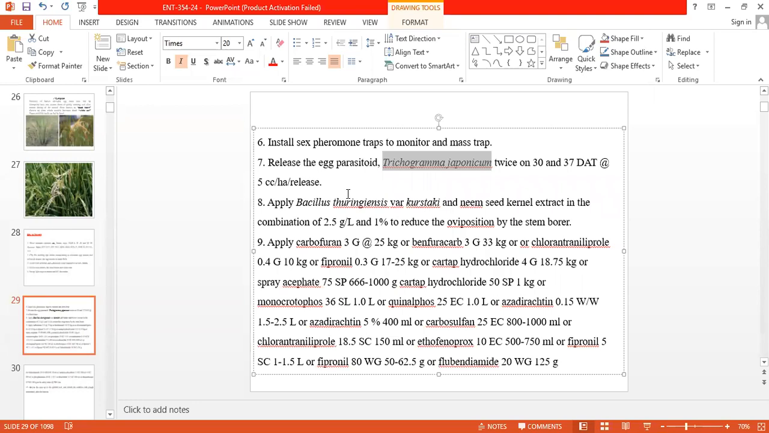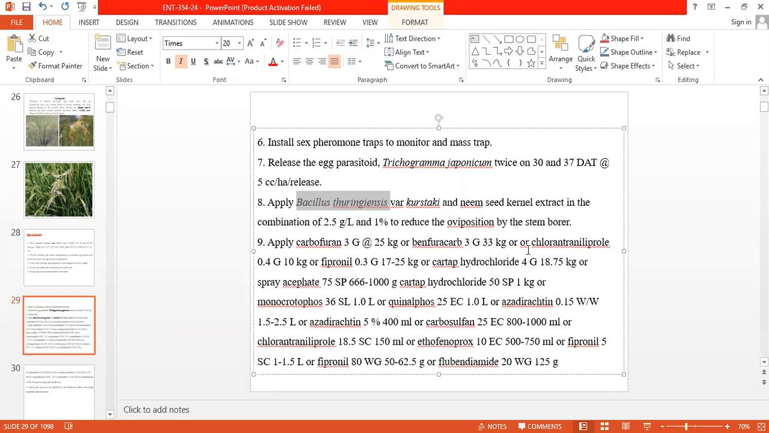Then application of Bacillus thuringiensis, that is the BT variety kurstaki, and neem seed kernel extract in the combination of 2.5 gram per liter and 1% to reduce the oviposition of stem borer.